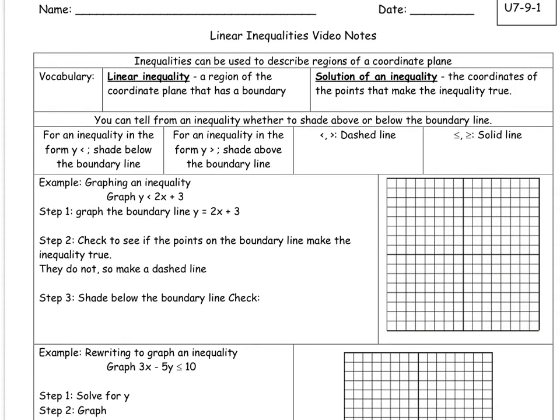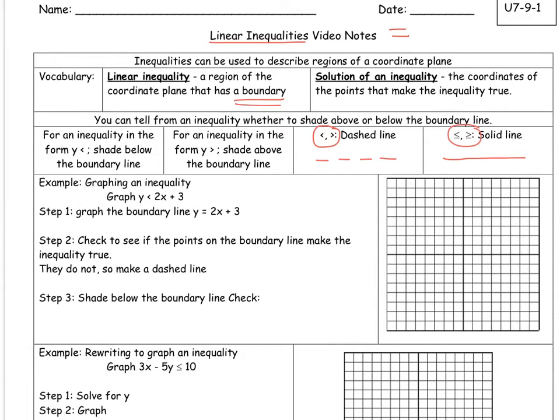Okay, today we're going to talk about linear inequalities. A linear inequality is similar to a linear equation, but instead of having an equal to sign in the form of y equals mx plus b, we have a less than or greater than, or a less than or equal to, or a greater than or equal to sign. And a linear inequality is a region of the coordinate plane that has a boundary. That boundary can be one of two things. It can be a dashed line if the inequality symbol is less than or greater than, and it can be a solid line if the inequality symbol is less than or equal to, or greater than or equal to.